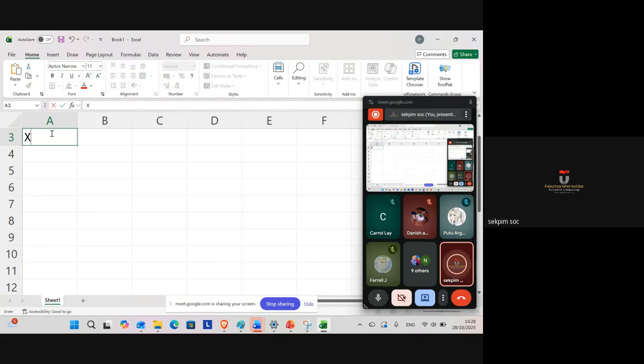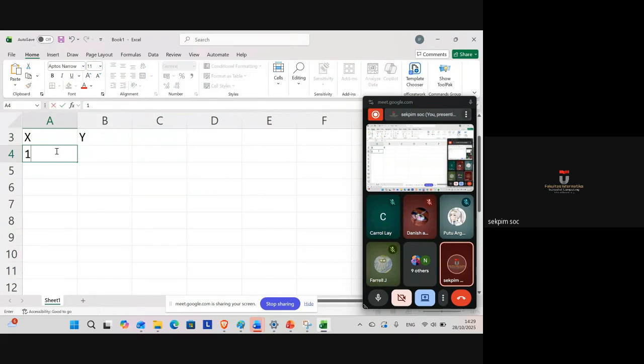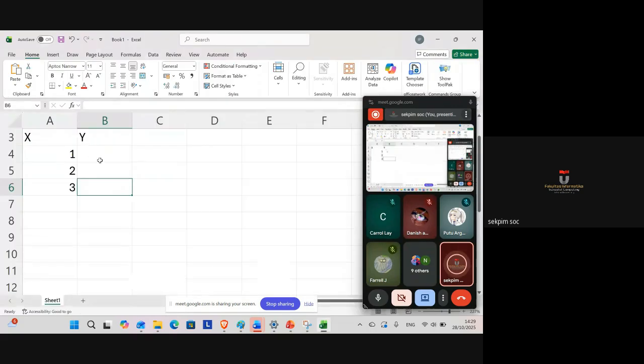Okay, so this is for x, this is for y. X is from 1 to 3: 1, 2, 3, and y is 1, 2, right? 1 and 2. Maybe 1 and 2, right? 2, 2, right?